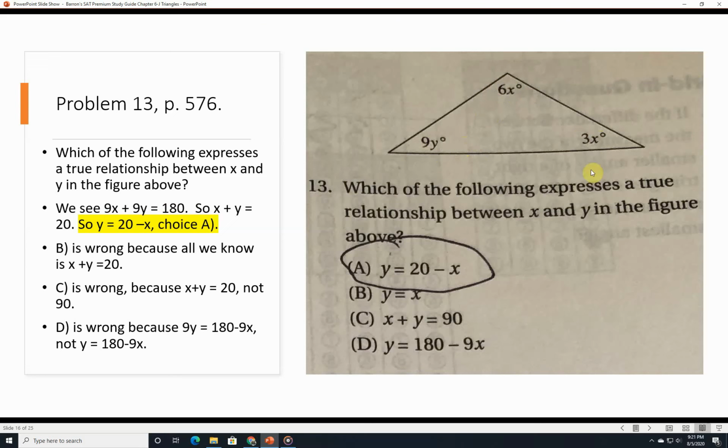How do we know it's 180? Because it's a triangle and the degree measures always add up to 180, for the internal angles anyway. So, if you don't know anything else about triangle geometry, please know that the angles add up to 180.